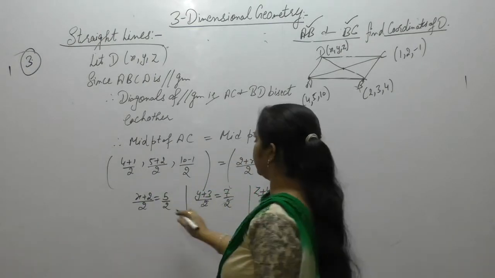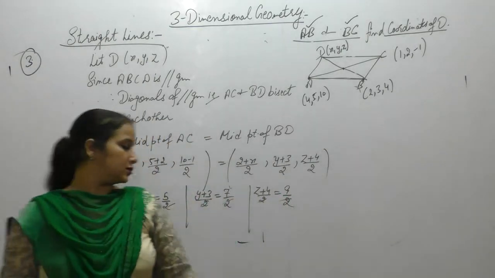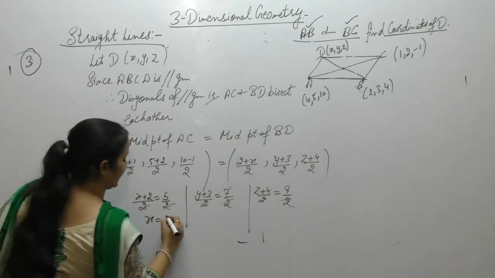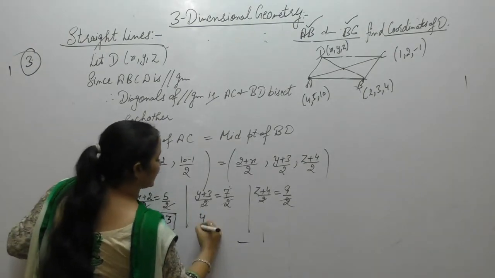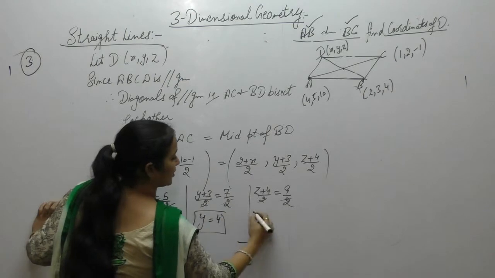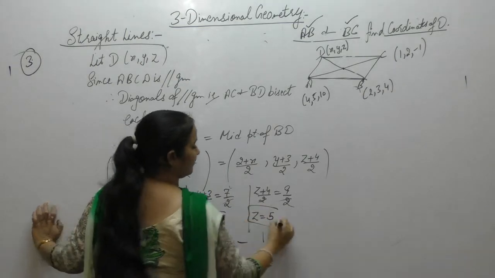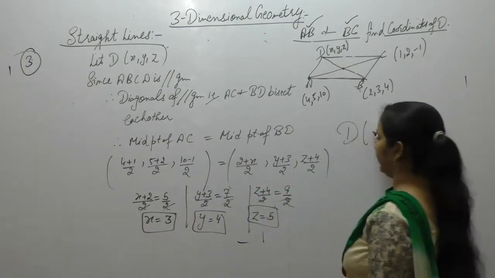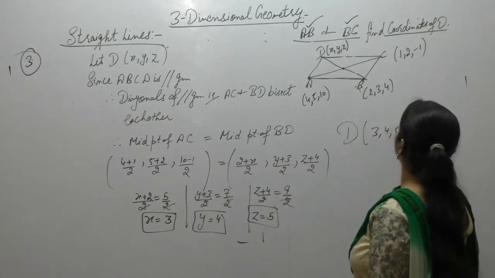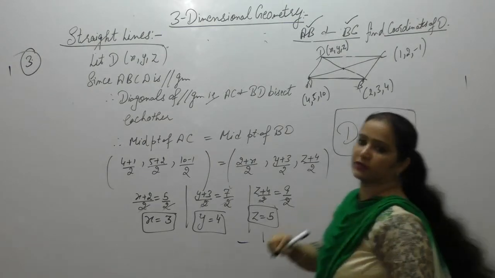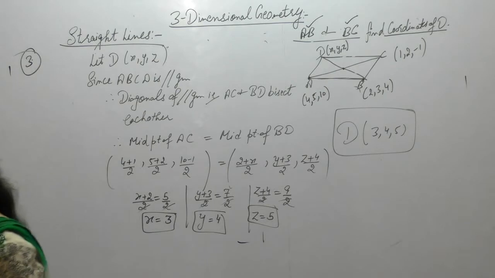The 2 will get cancelled from all these equations. So what we get? X is 5 minus 2, 3. Y is 7 minus 3, 4. Z is 9 minus 4, 5. So the coordinates of D are 3, 4 and 5. Coordinates of D are 3, 4, 5.